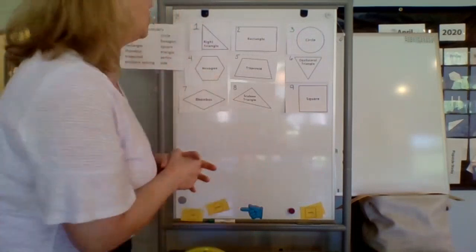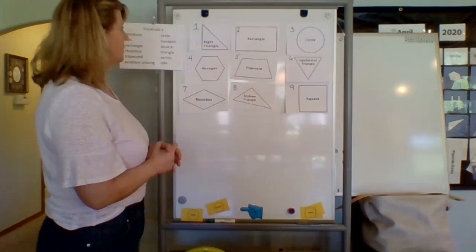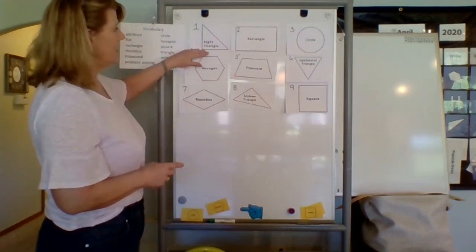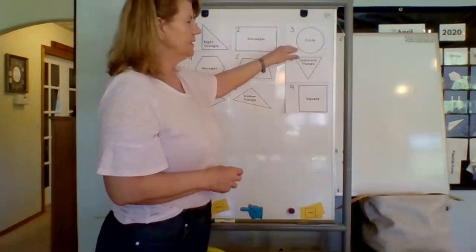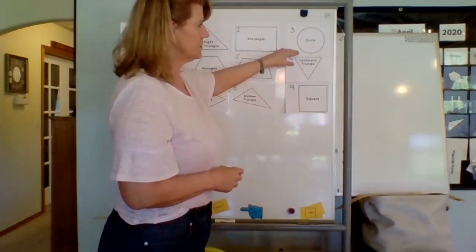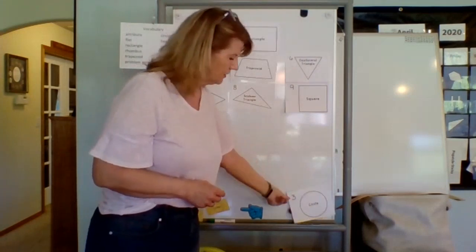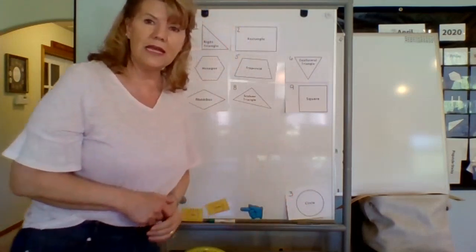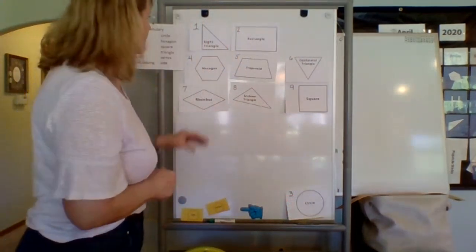My shape has only straight sides. Well, let's go through all of the shapes. The right triangle has straight sides. The rectangle has straight sides. The circle does not have straight sides, so I'm going to remove my circle. Now you cross out number 3, because a circle does not have straight sides.